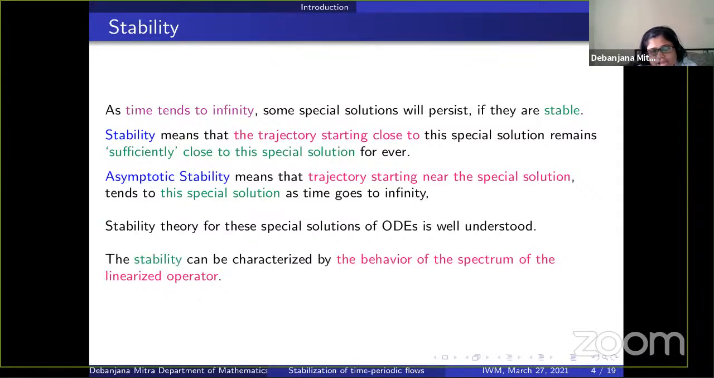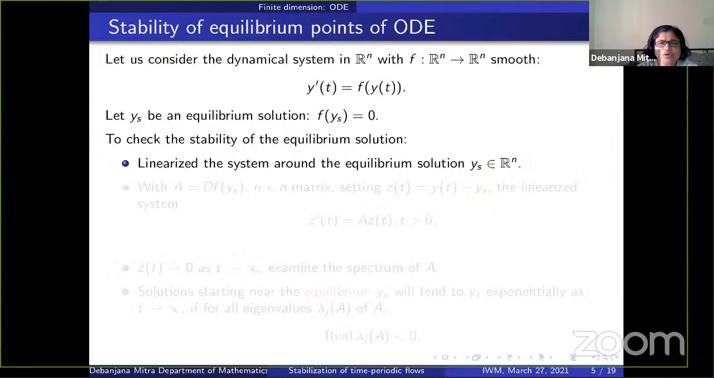Stability theory for these special solutions of ODEs is very well understood, and the crucial observation is that the stability of the system can be characterized by the behavior of the spectrum of the linearized operator, a suitable linearized operator, and how it relates. That is what you will see in the next slide. For now we are talking about the stability of the equilibrium points of an ODE. Let us consider the dynamical system as I already considered: y'(t) is equal to f(y(t)). Then y_s is an equilibrium solution provided f(y_s) is equal to 0.